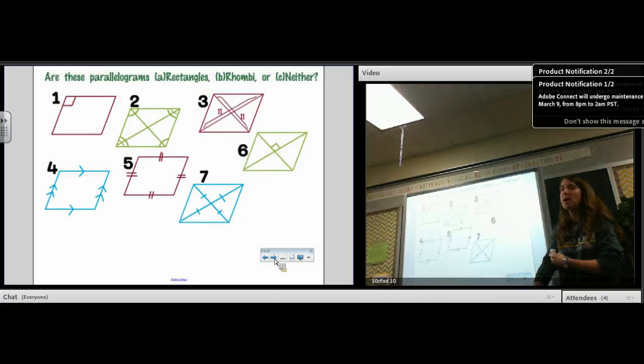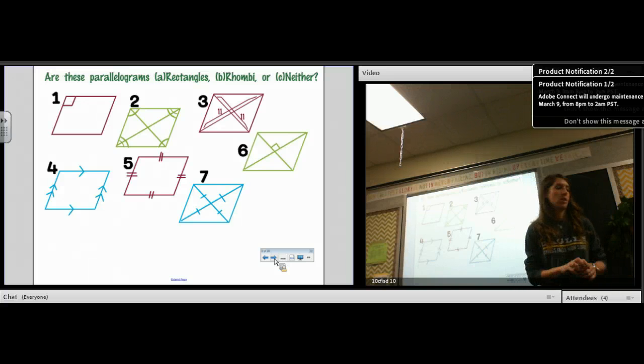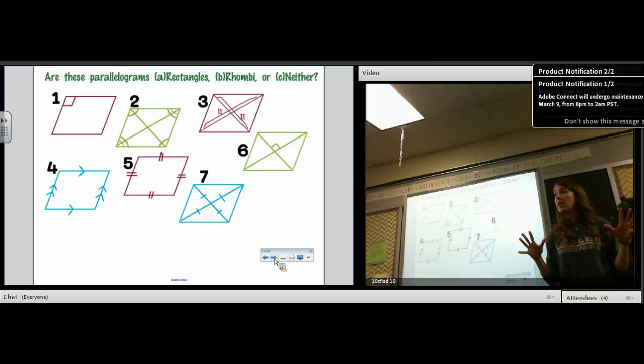Number your scratch paper 1 through 7. In this example, all of these are parallelograms. I want you to tell me if they're a rectangle, a rhombus, or neither. So you're going to give me A, B, or C. You're going to number 1 through 7, and put A, B, or C.